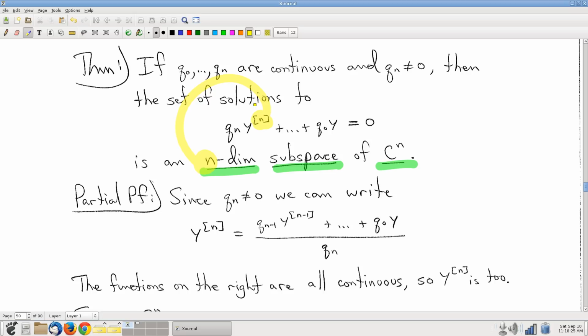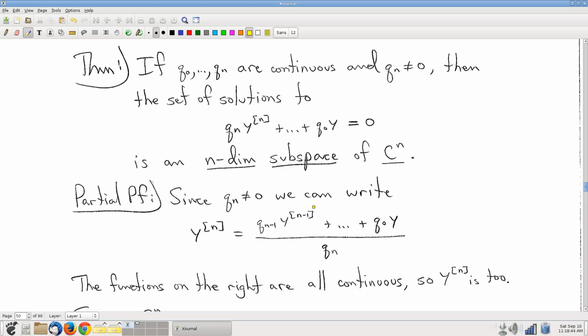Okay. So this is a neat theorem. We're going to make an enormous amount of use out of this theorem in this chapter. We're going to start by proving most of this theorem. We won't prove the whole thing right now, but we will prove most of it. I'll start with Cn. How do we know that these solutions to this differential equation are Cn?